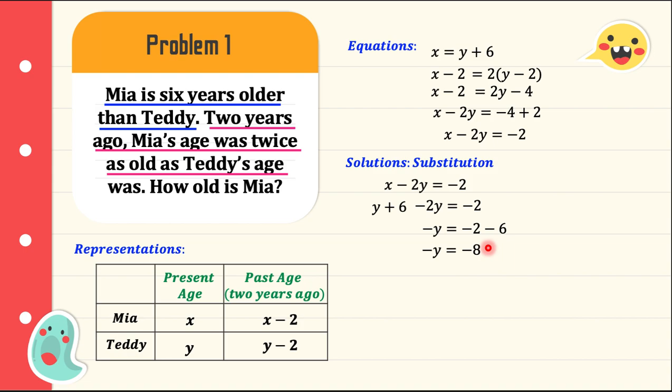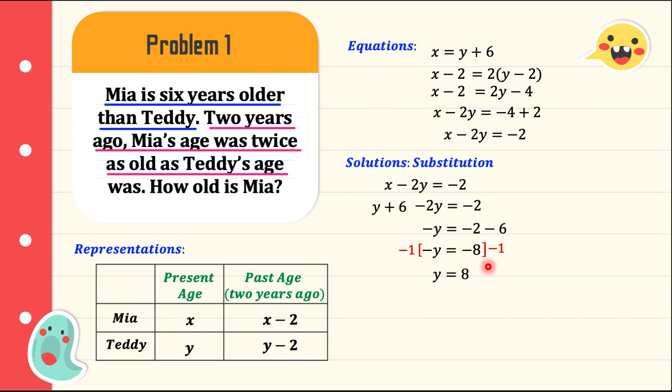Simplifying the equation, we have negative 8. Negative y equals negative 8. Multiplying both sides of the equation by negative 1 so that the value of y will be positive. The value of y here is 8. So as you can see here, grade students, your final answer should always be positive. Why? Because we are talking about age problem, and definitely we don't have negative age. Okay? Then let us proceed.